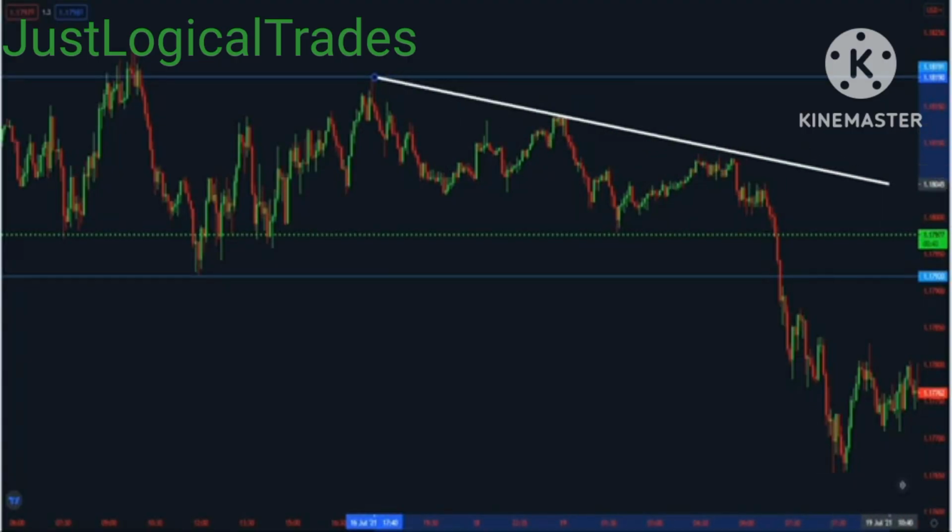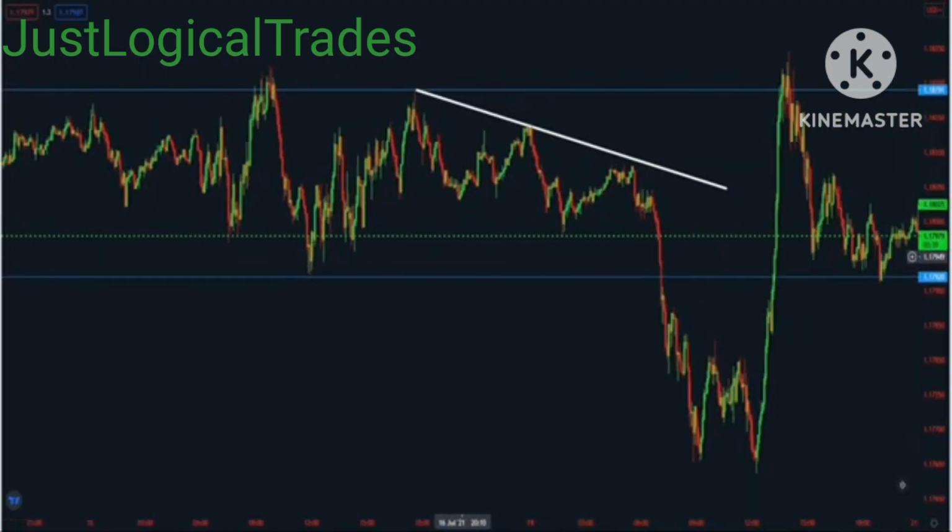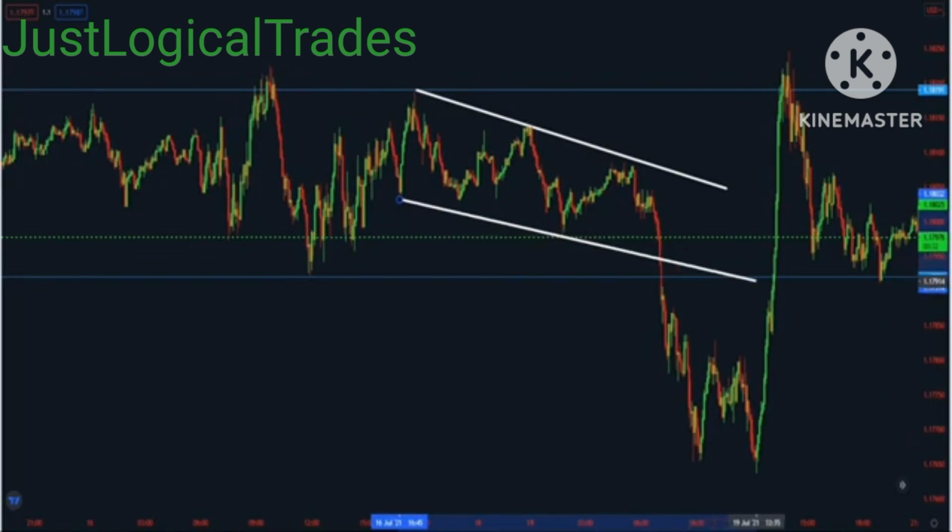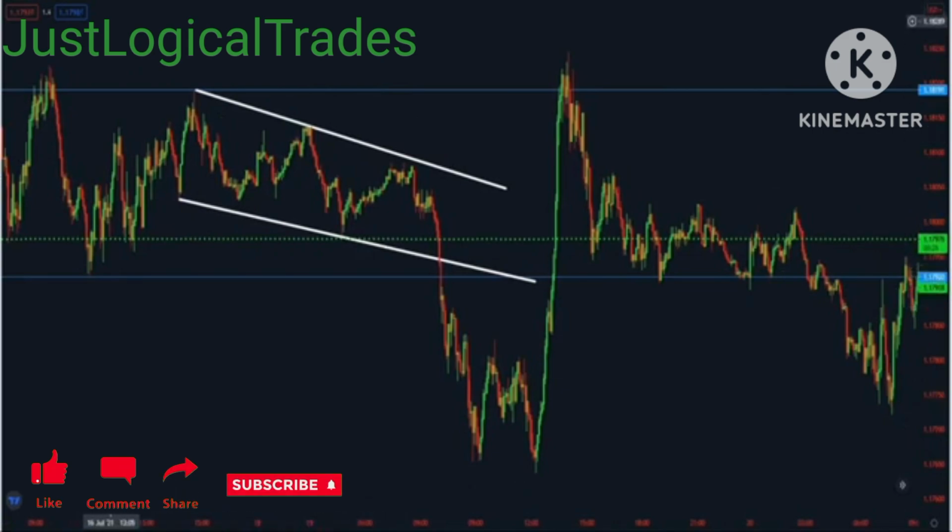In today's video you will learn everything about the double bottom chart pattern and how to trade the double bottom. Double bottoms can be very profitable reversal trades if you trade it the right way.